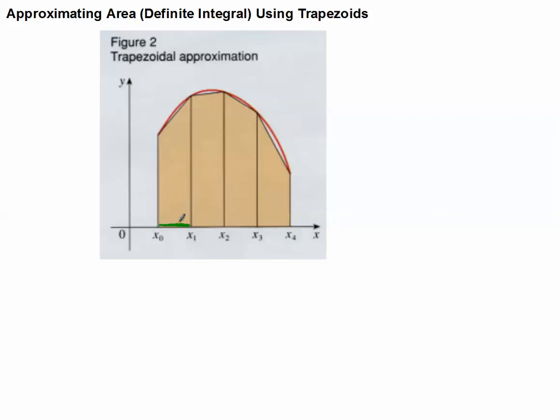So here's our first subinterval. Instead of just going up on the left and then straight across, we go up on the left, we go up on the right, and then we connect it. Now that's not a rectangle anymore. Now we have a trapezoid.